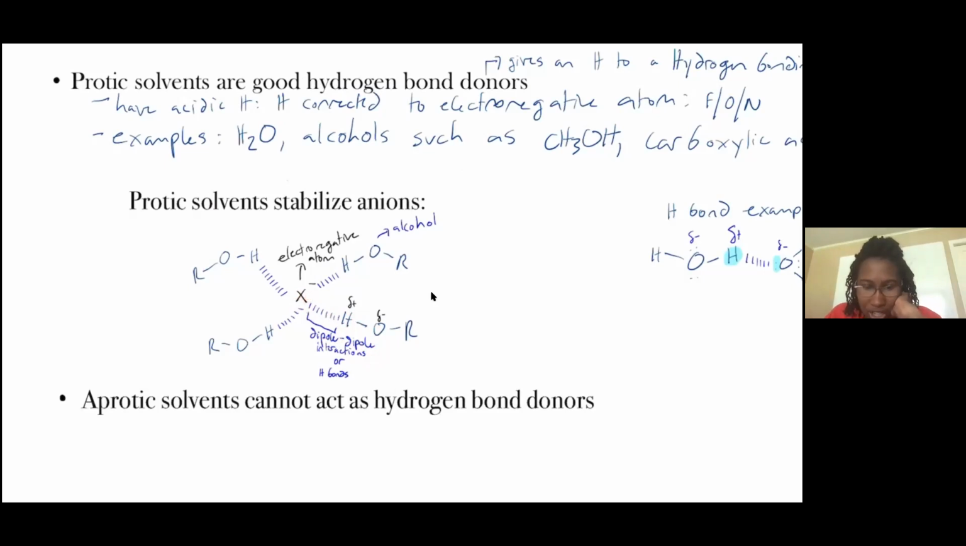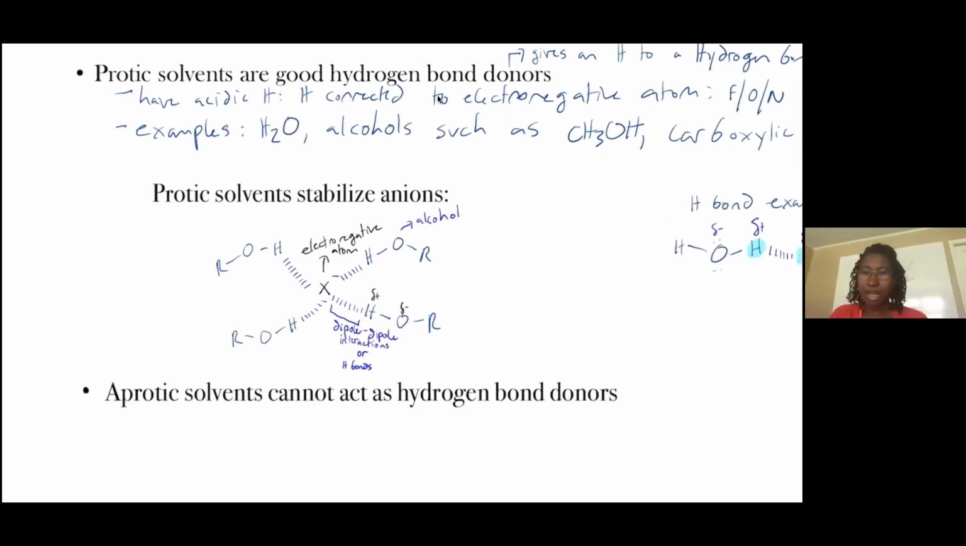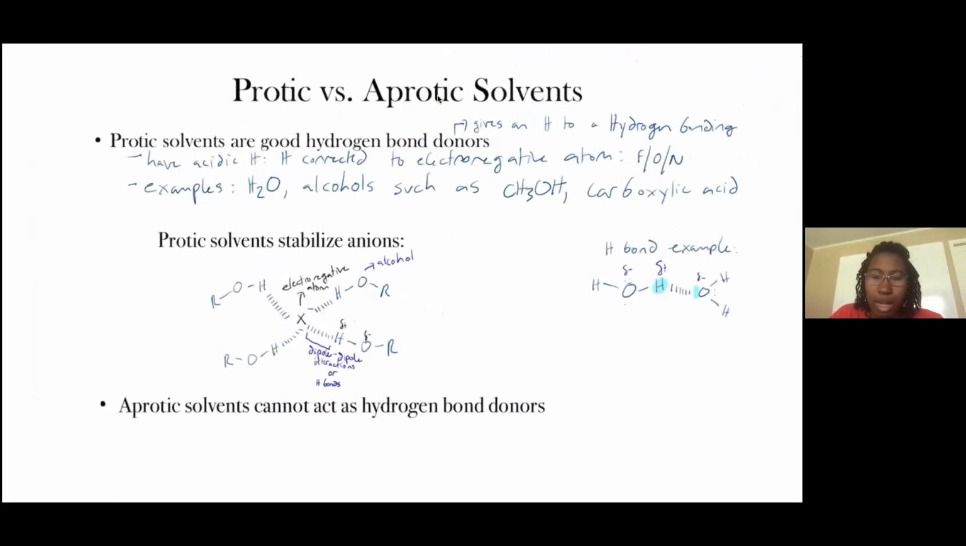Solvation is the term we use to refer to these stabilizing interactions between a molecule and a solvent, and you're going to hear that word a lot as we talk about solvents. Now that we've talked about what it means to be a protic solvent, the definition of an aprotic solvent is just the opposite. They do not have acidic hydrogens, and thus they cannot act as hydrogen bond donors. Are there any questions about protic or aprotic solvents before we move on?